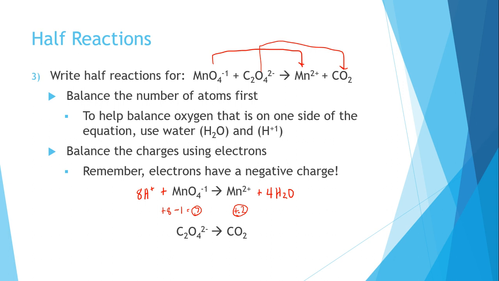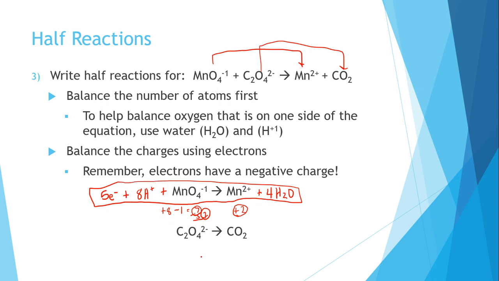We need to make sure that these numbers match. So the way we do that, again, is we introduce the idea of electrons. We put electrons on the most positive side. So over here, we have 7, and in order to get down to 2, 7 minus what number will get me to 2, and that's 5. So we're going to add 5 electrons because that subtracts 5 to get me to 2. So right here, this would be my half reaction.